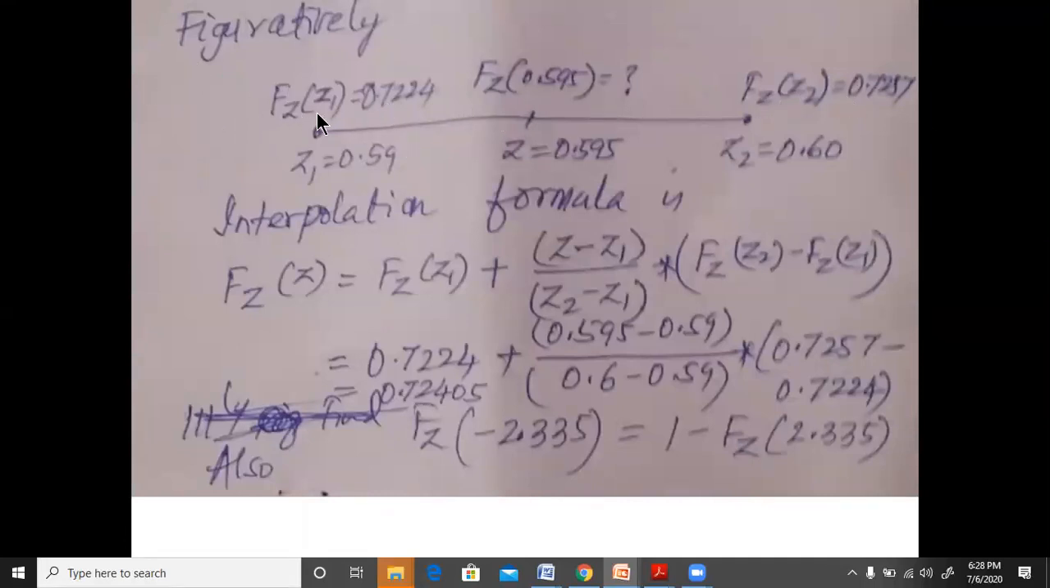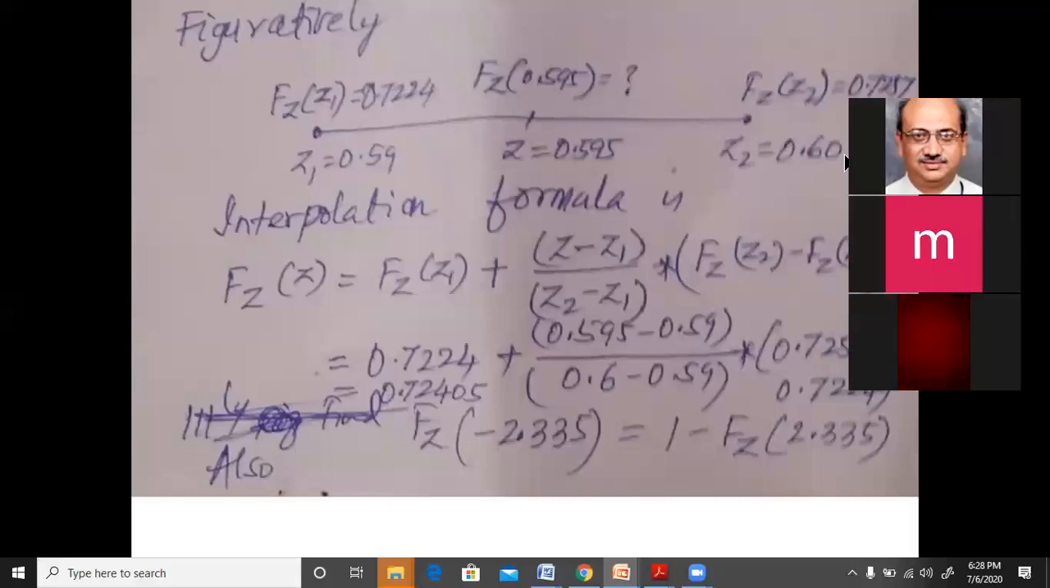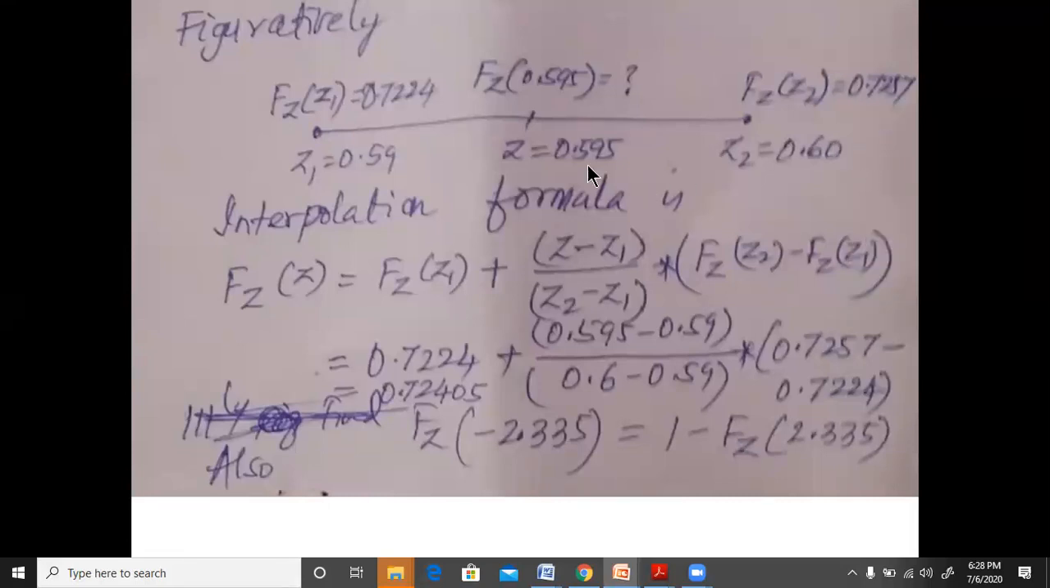So figuratively you can write it as an interpolation problem. This is a straight line. It might not look like a perfect straight line, so you need to bear with me. For z1 equal to 0.59, Fz(z1) is 0.7224. For z2 equal to 0.60, the value of Fz(z2) is 0.7257. So for z equal to 0.595, what is the value of Fz(0.595) is the question which arises in the mind.